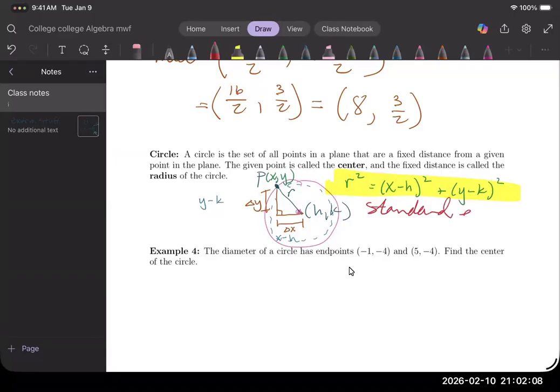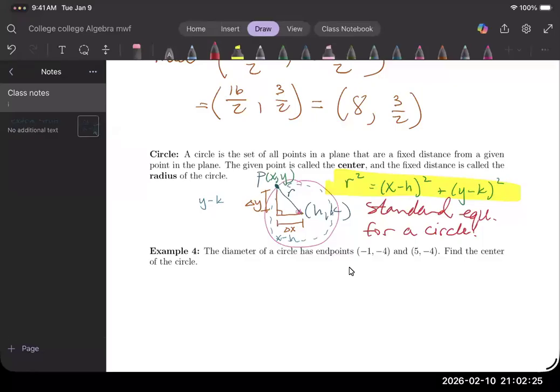Standard equation for a circle. We love the standard form of the equation because we can just look at it and pull out the center, H K, and the radius. You just square root whatever you're equal to.